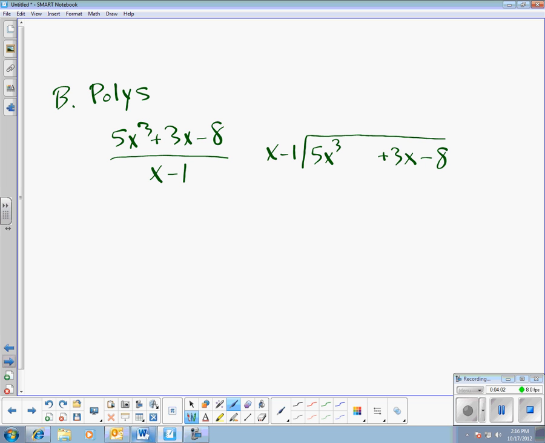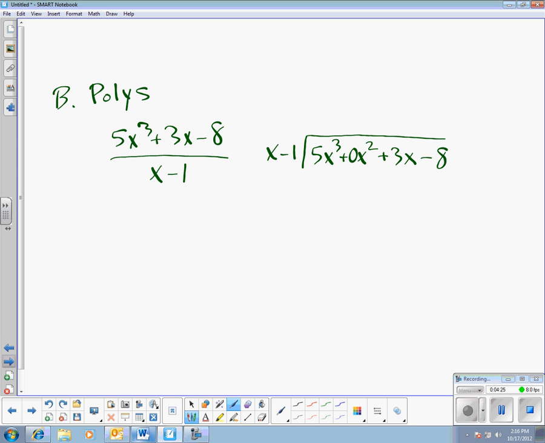One thing that you have to remember, and it gets forgotten all the time, is you need a placeholder. If you don't have any x squareds, plus 0x squared. This is a very orderly and linear and straight-lined organized operation, and you need a vertical row that stands for the x squared. So if you don't have one, just put a 0x squared.